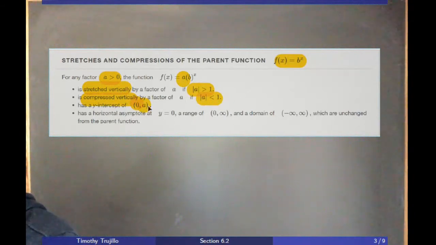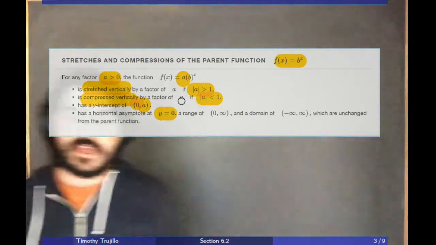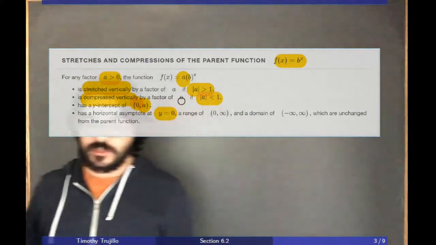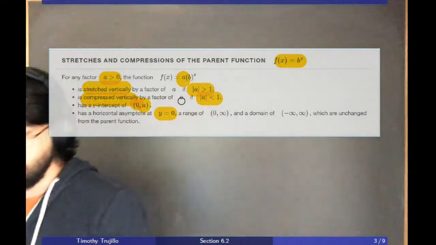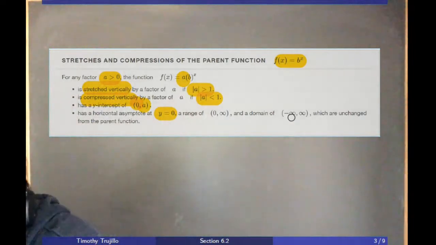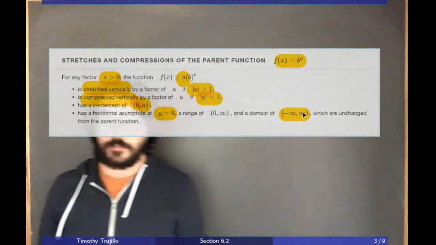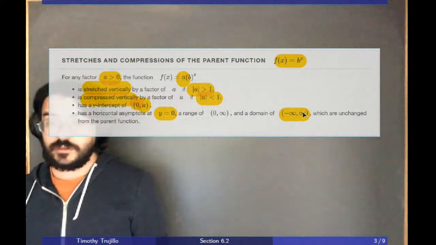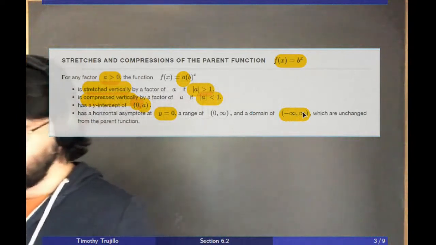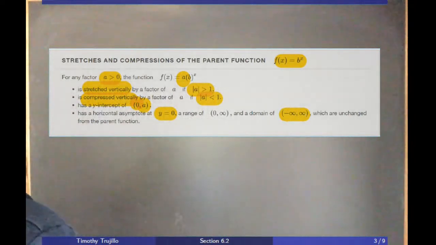We also then observed that there was a horizontal asymptote always at y equals 0. So you give me any exponential function, and there will be a horizontal asymptote at y equals 0. And the domain is just negative infinity to infinity. You can plug anything into b to the x, provided that the b is a positive number, right? We saw that when b was negative, you can get some really weird stuff with complex numbers. But when b is positive, there's no issues like that, and the domain is negative infinity to infinity.